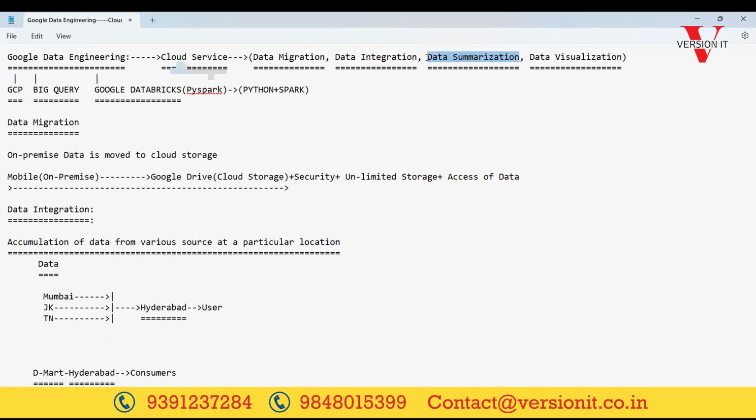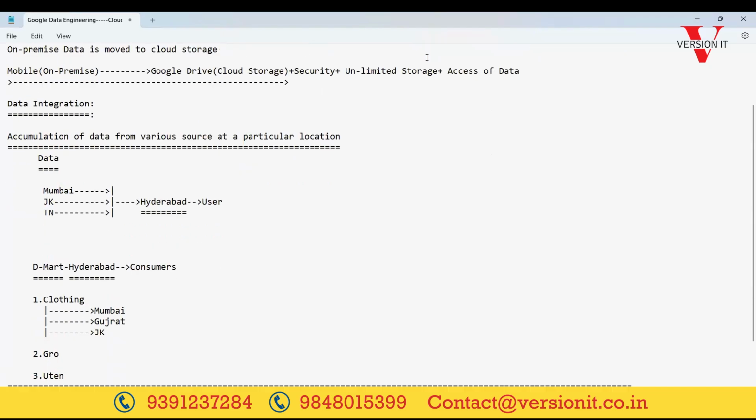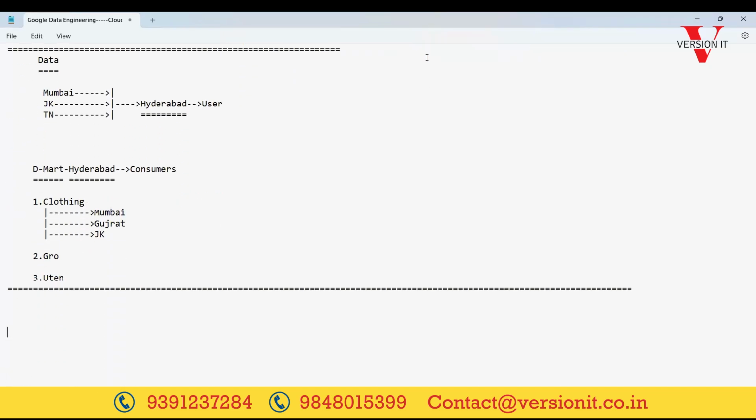Okay, the next one. Data summarization. What is data summarization? Guys, data summarization is the actual gist of the whole process. This is a very important one. Data summarization can be done with a process called extraction, transformation, and loading.